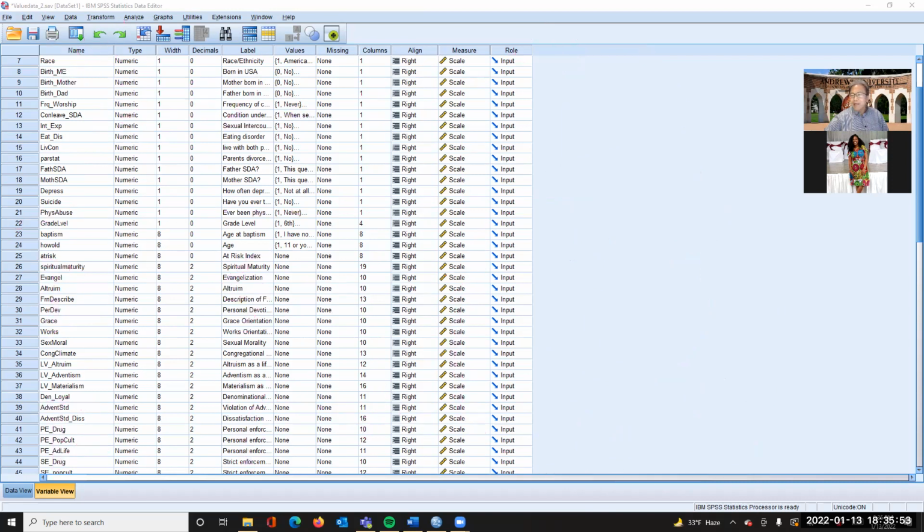In binary logistic regression, you can combine categorical variables and continuous variables together as predictor variables. All right, so that's the advantage. The other advantage of binary logistic regression is that it really doesn't care what shape the distribution is of your variables. It doesn't matter whether it's skewed or normally distributed. It really doesn't care.